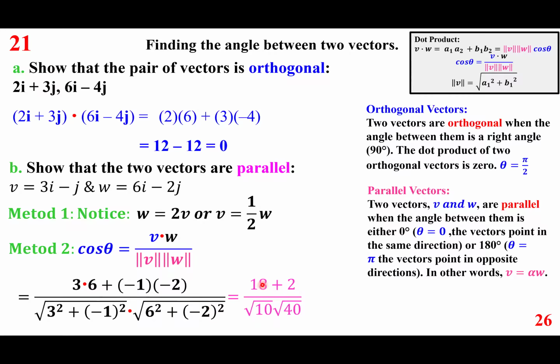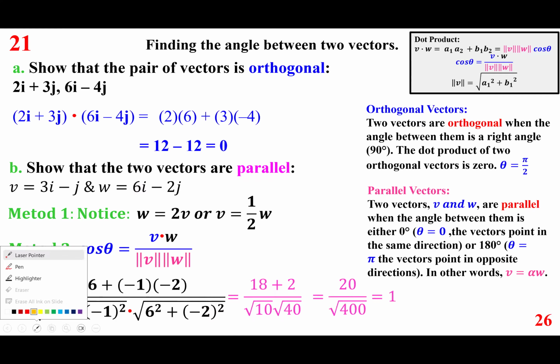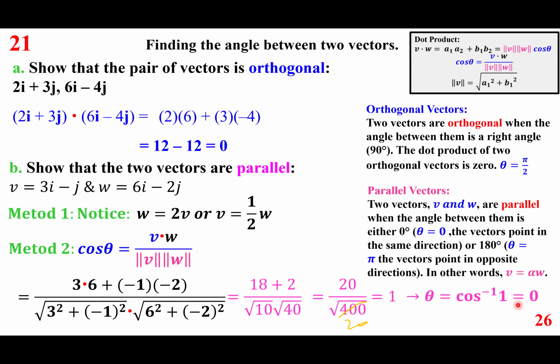18 and 2, they add up to 20. Their product is square root of 400. I hope you know square root of 400 is 20. The answer is 1. So theta is cosine inverse of 1, which we know to be 0. And that proves the two are parallel. Again, the easiest way would be what we just discussed in the first place. Either way is fine.